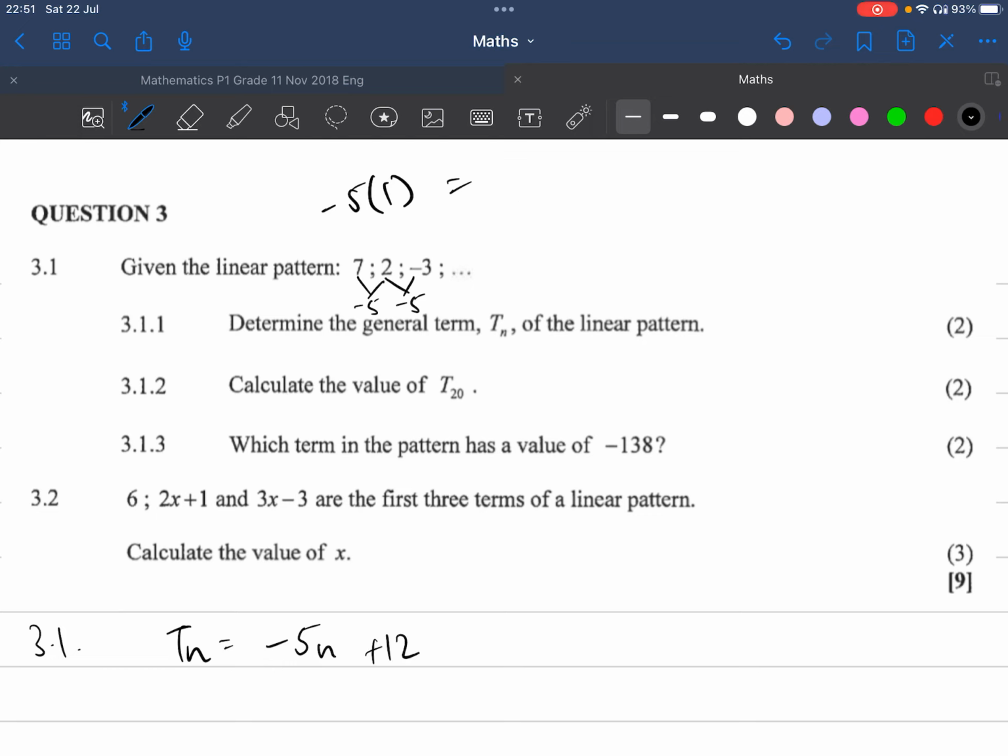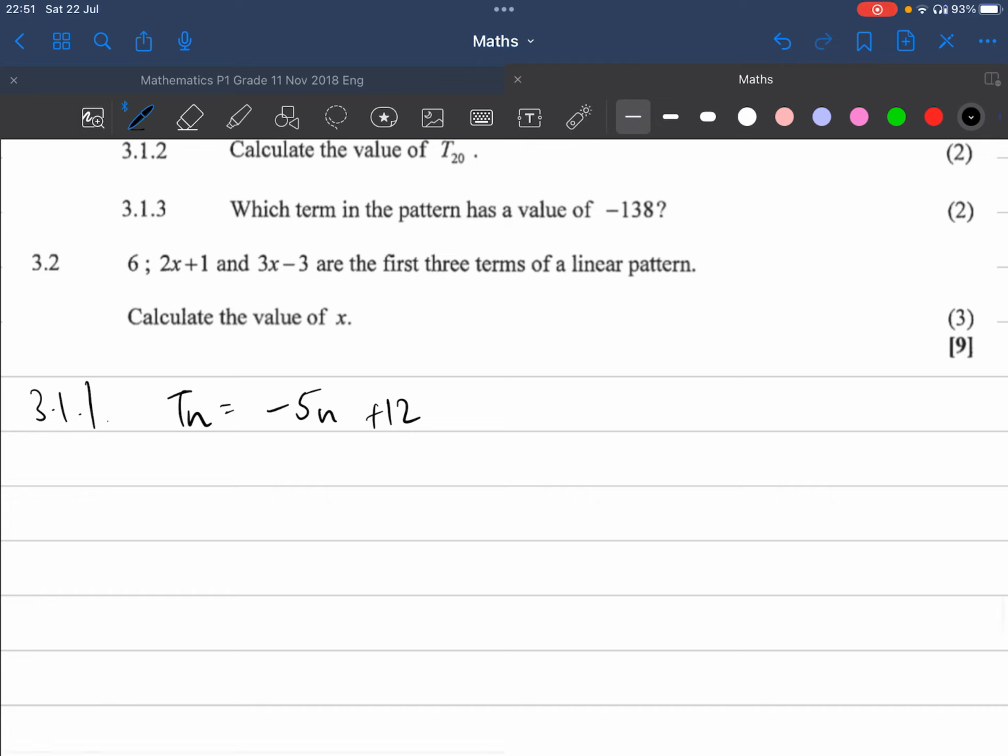Okay, so let's test that out now. Minus 5 times 1 plus 12 is 7. Minus 5 times 2 plus 12 is 2. Minus 5 times 3 plus 12 is minus 3. So that works. Okay, so that's our general term.